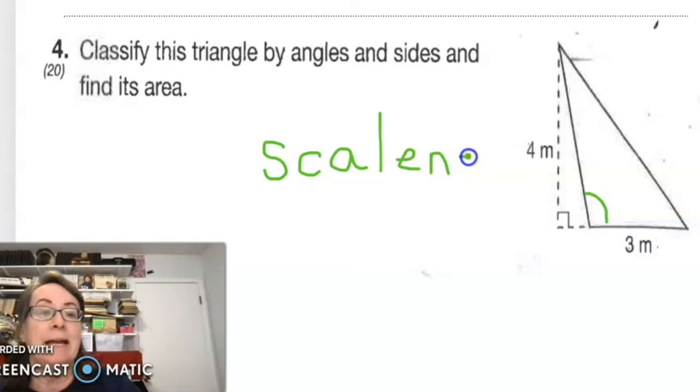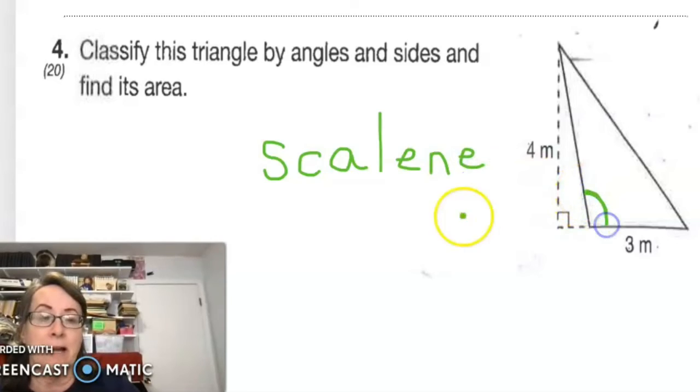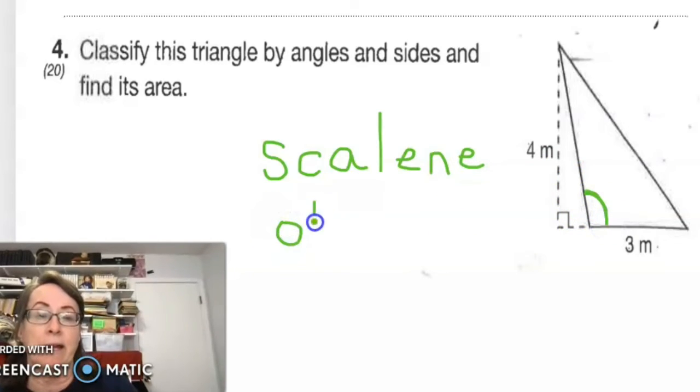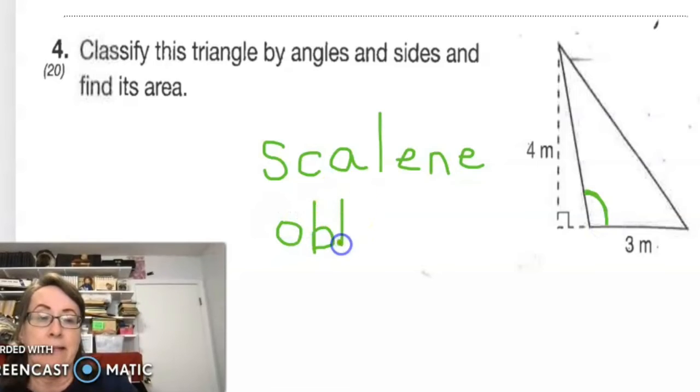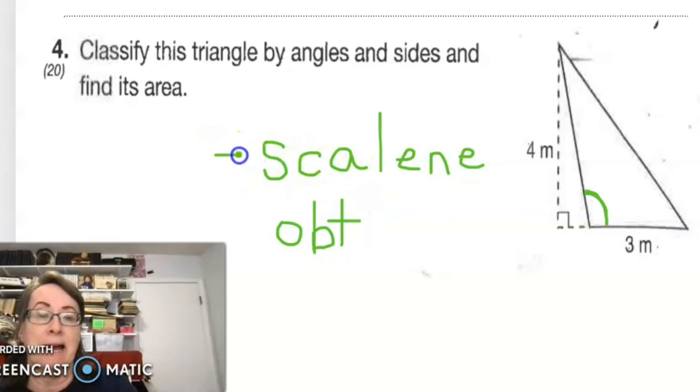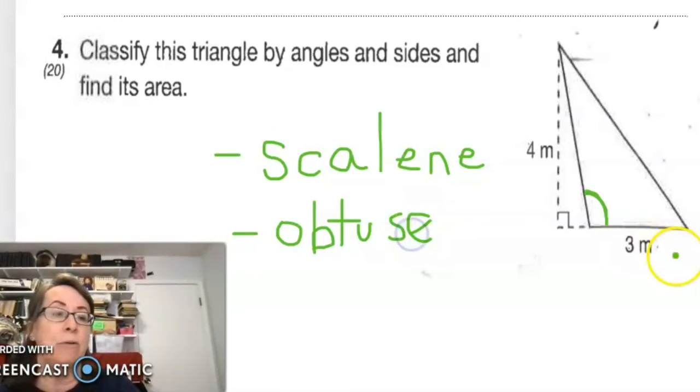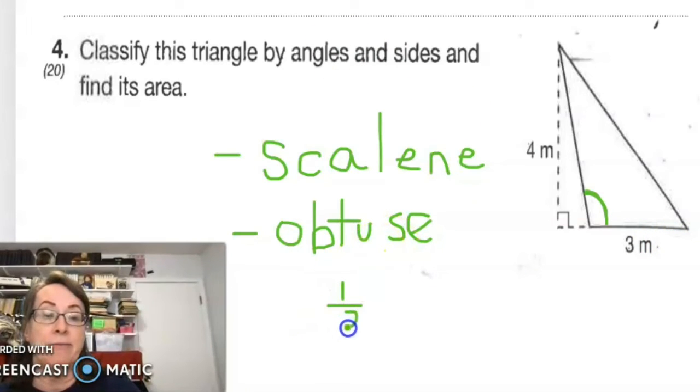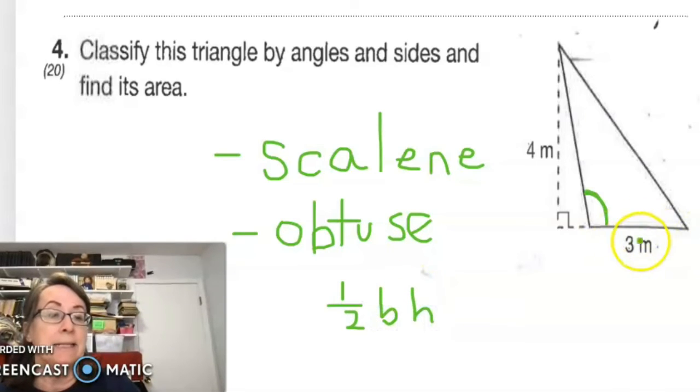Okay, and since this angle here is bigger than 90, this is an obtuse triangle. So we classified it by side and angle: obtuse. And now we're going to find the area. Well, area of a triangle is 1/2 base times height. And the base is 3. And the height is 4.